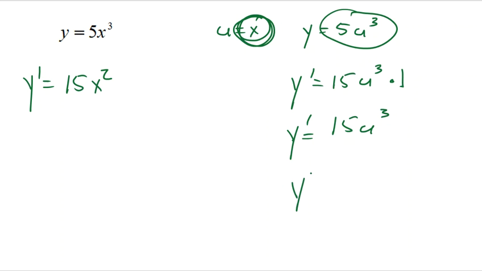But then, if you do it that way, you have to remember to replace the u with what it is. Well, u equals x, so I'm going to replace it with 15x cubed. And I cannot believe I let this happen. It's a square. I'm so sorry. Even teachers make mistakes, right? 3 falls down in front, 15u squared. And then when you replace the u, it's 15x squared.